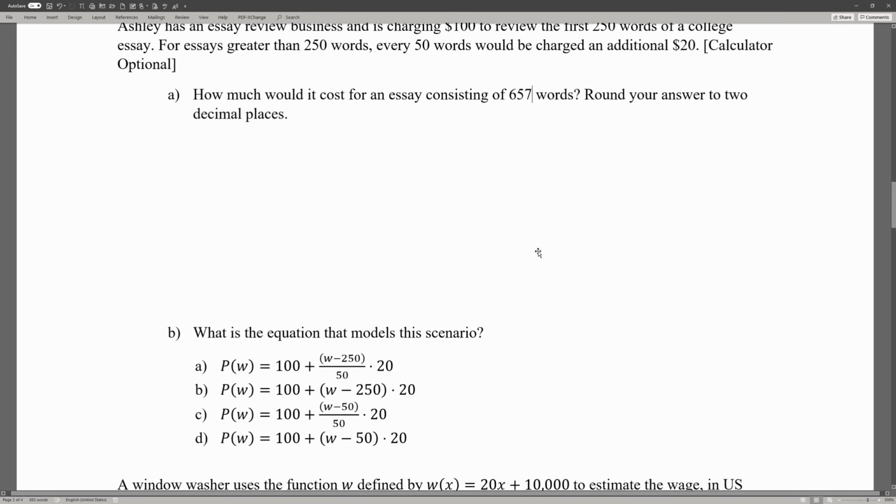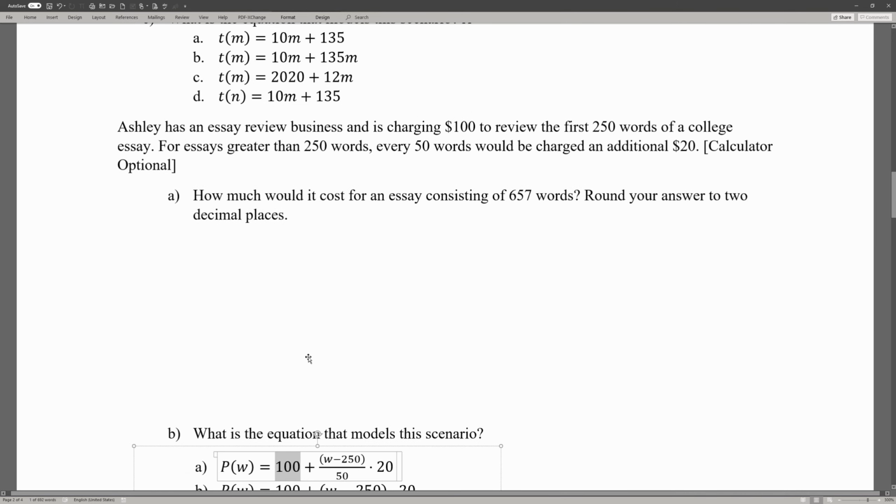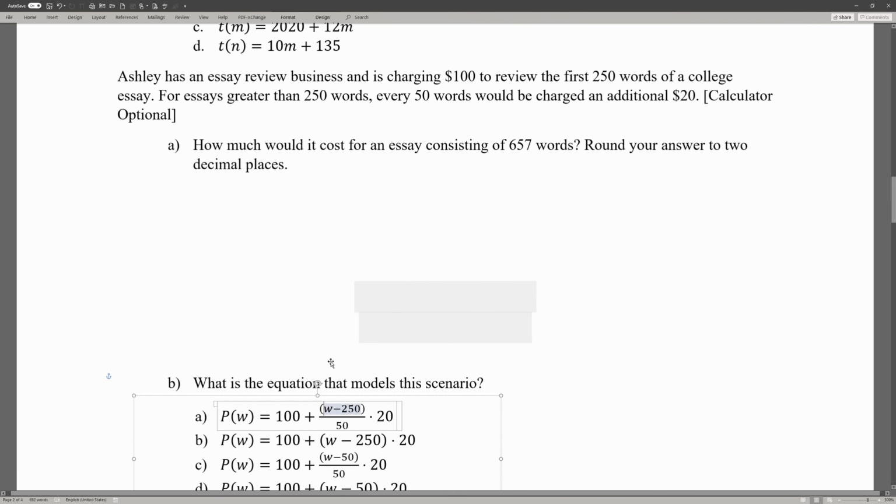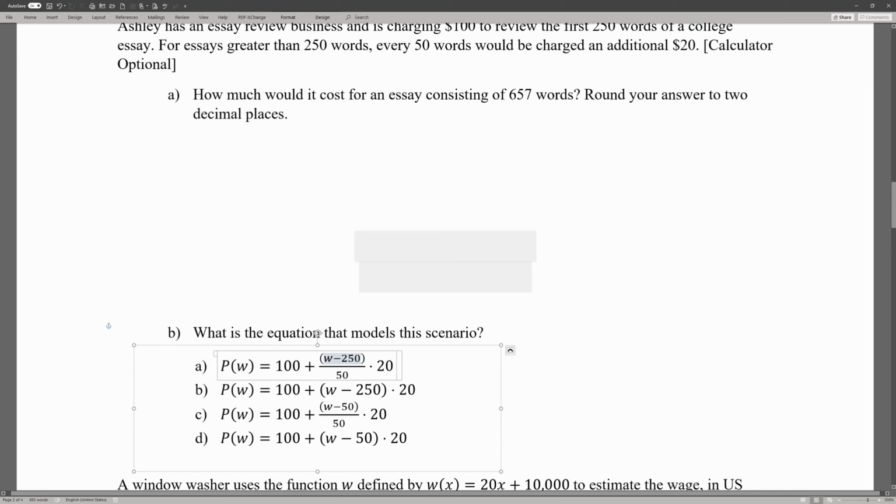So as we can see, question B does that for us. So let's solve question B first and come back to A. Looking at the first equation, 100, which is the base fee, plus W over 250. W is going to be the word count. I should have said that in the question, but W is going to be the word count. W minus 250, which is correct because for essays that are greater than 250 words, we're going to be charging that $20 for every group of 50 words. And then we divide it by 50 in order to find the number of 50 word groups, and then we multiply by 20, which is the price. So A would actually be correct.